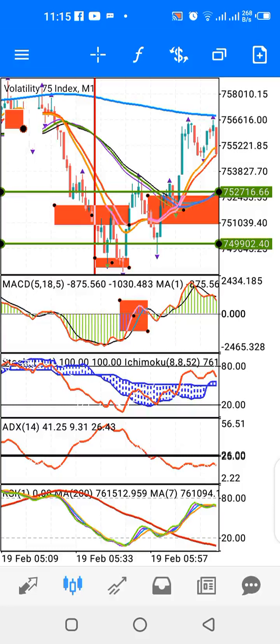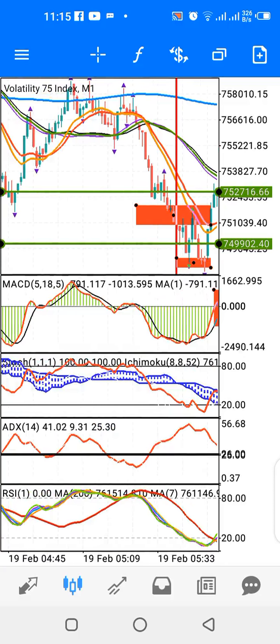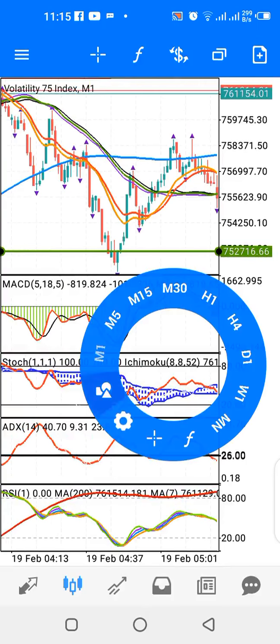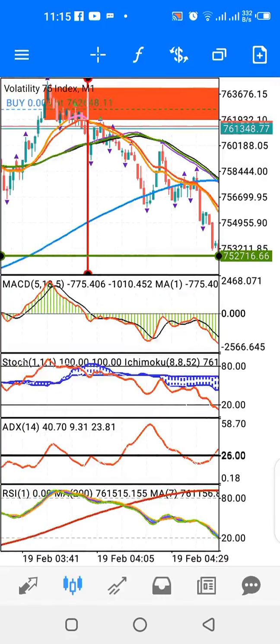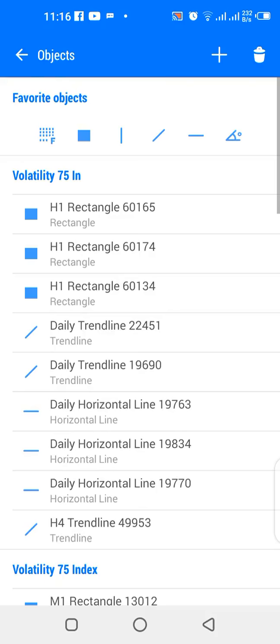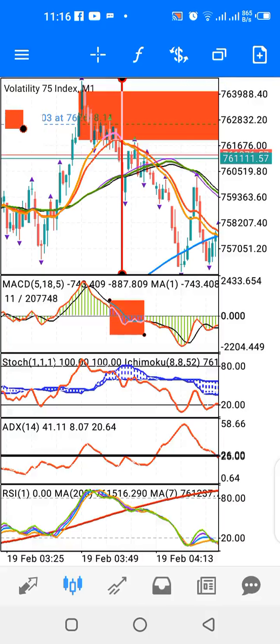When the red and black line cross above the 0 level, like you have around here, is your buy confirmation or buy signal. When it crosses down on the 0 level, that's a sell confirmation or sell signal. When it crosses up, buy. When it crosses down, sell.